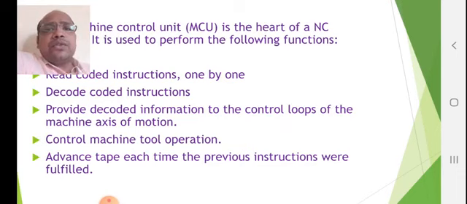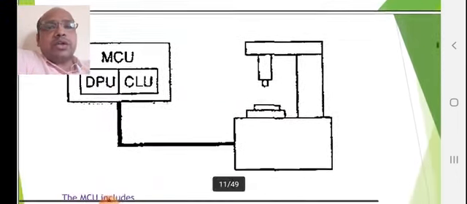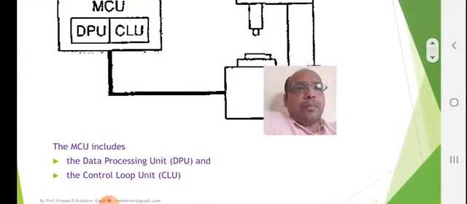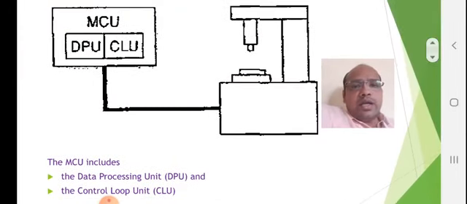There are some advanced tapes which are used to repeat a punched tape again and again, so that part program will be repeated again and again. Also there are some codes used in part program to repeat a part program whenever you manufacture a component. Let us see the next slide. Machine control unit has basically two components. First one is a data processing unit, and second one is a control group unit.